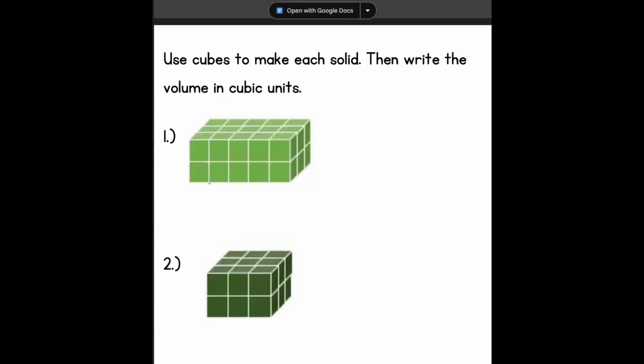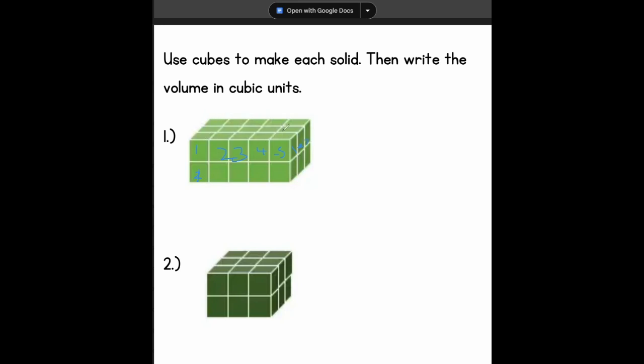Use cubes to make each solid, then write the volume in cubic units. So there are clearly 1, 2, 3, 4, 5, 6, 7, 8, 9, 10, 11, 12, 13, 14, 15, 16, 17, 18, 19, 20. There are over 20 cubes, and then there are more that we can't see. So to write the volume in cubic units, we would have to multiply the height by the length by the width.